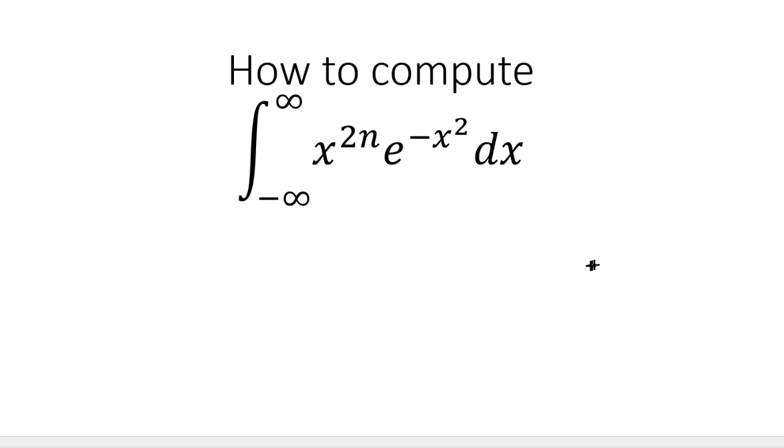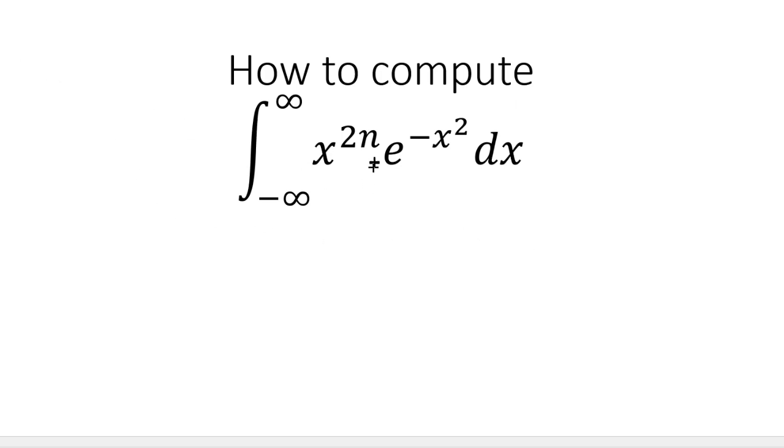Here's an integral that gets used a lot in physics and also in statistics. Later in this video, I will explain exactly where we get to use it in statistics, and also briefly mention when it gets used in physics.